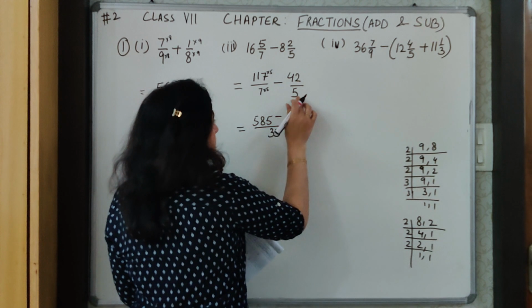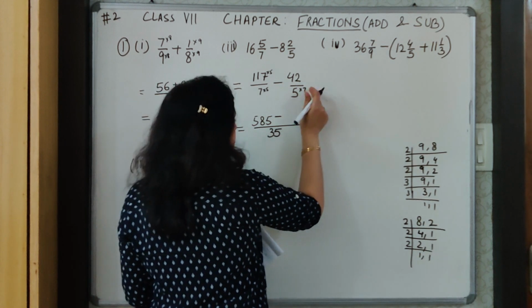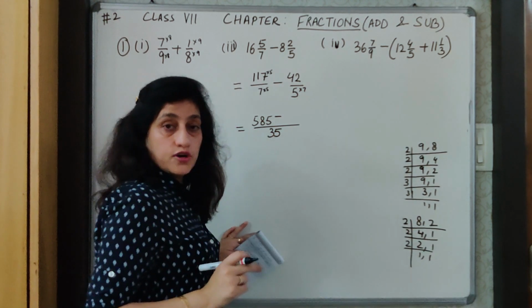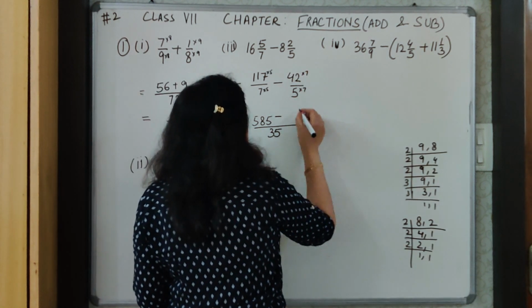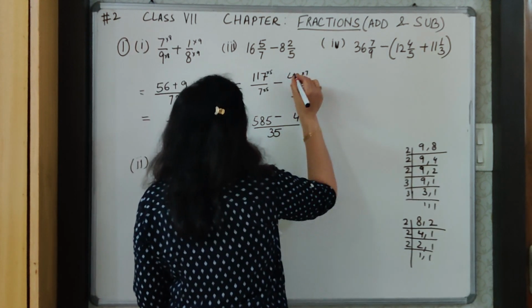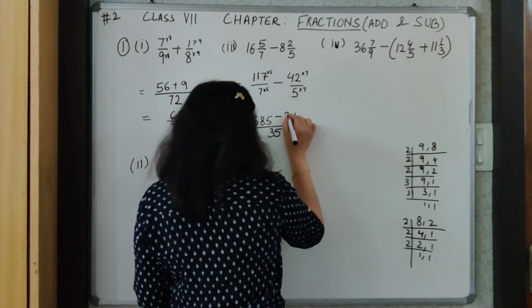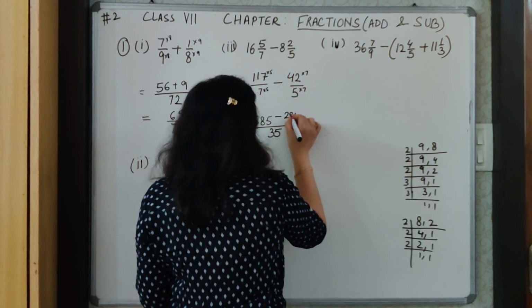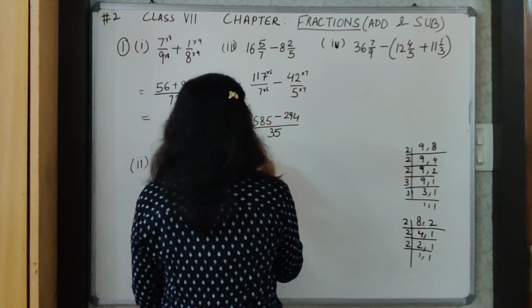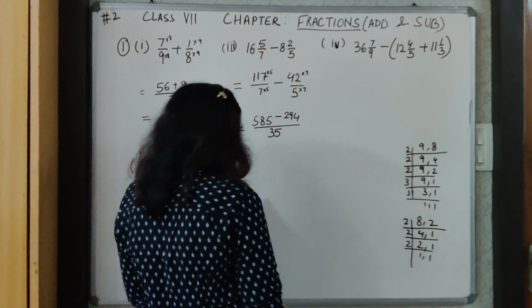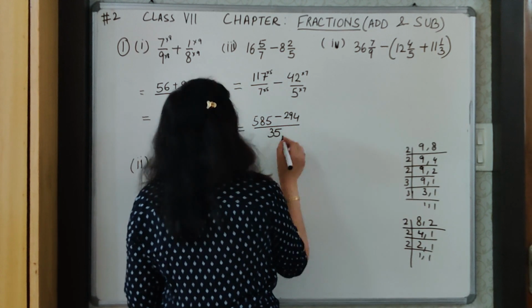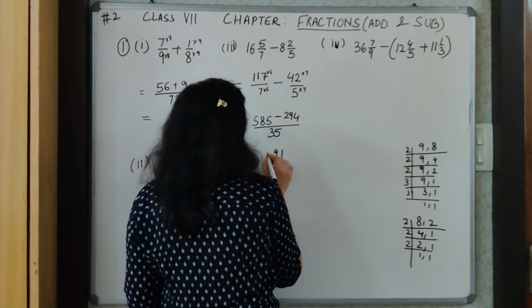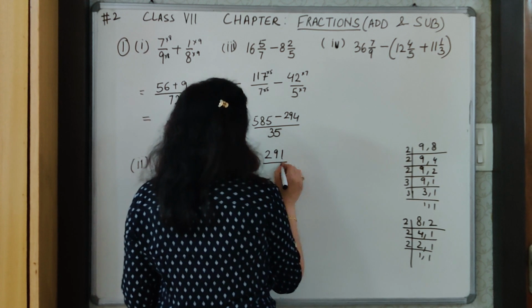585 minus 5 multiplied 7 times will make the denominator same. So here also we will multiply 7. 7 2s are 14, 4 carry 1. 7 4s are 28 and 1, 29, 4. Now we need to subtract this. On subtracting, 5 minus 4, 1, 18 minus 9, 9 and 4 minus 2, 2.